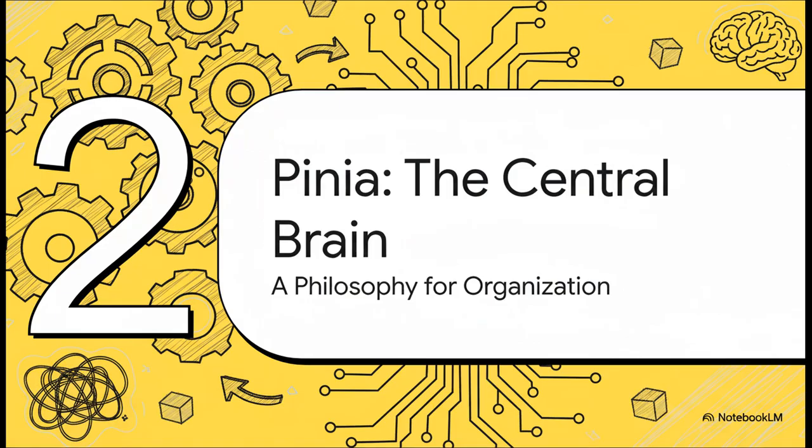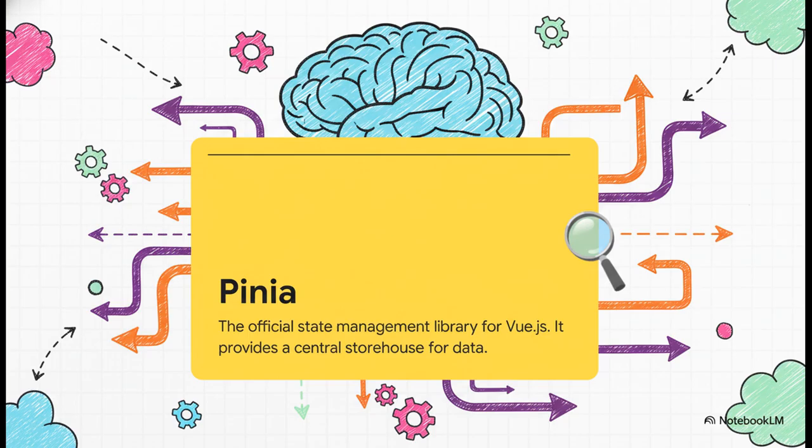That central hub, that's Pinia. But here's the thing, don't think of it as just another library or another piece of code. It's better to think of it as a new philosophy for organization. It's like we're giving our application a central brain. So technically, Pinia is the official state management library for Vue. Now, that sounds super technical, right? But all it really means is that it's a central storehouse for your app's data. And this creates what we call a single source of truth. And that right there, that's the most important concept to grab onto. There is one and only one official place for all of your shared information. No more duplicate data, no more confusion about which piece of information is the right one.